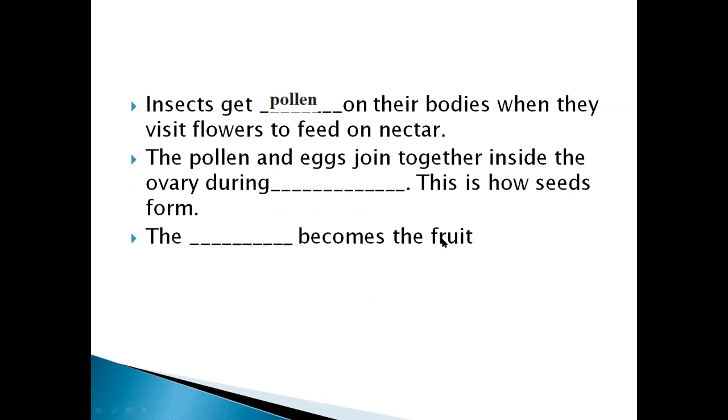The pollen and egg join together inside the ovary during fertilization. The first MCQ is similar to this. Pollen and egg join together inside the ovary during which process? Fertilization process. After this is how seed forms. The dash becomes the fruit. Obviously, the ovary. The ovary becomes the fruit, or you can say the flower becomes the fruit.